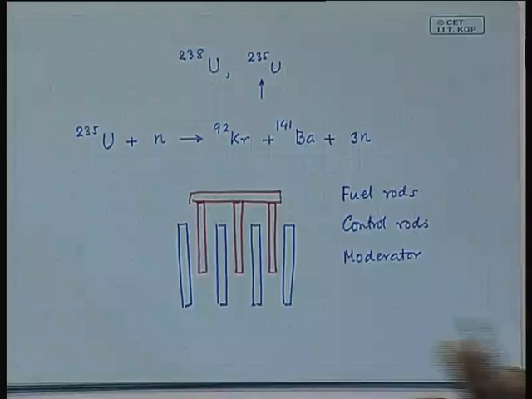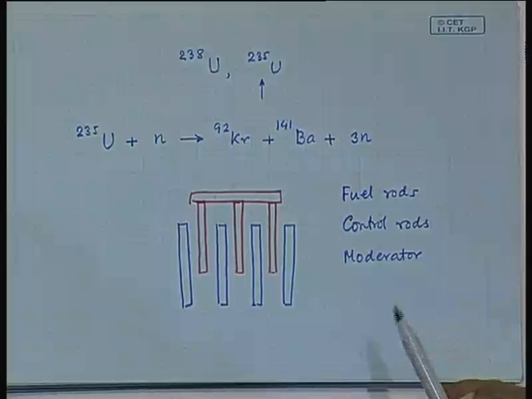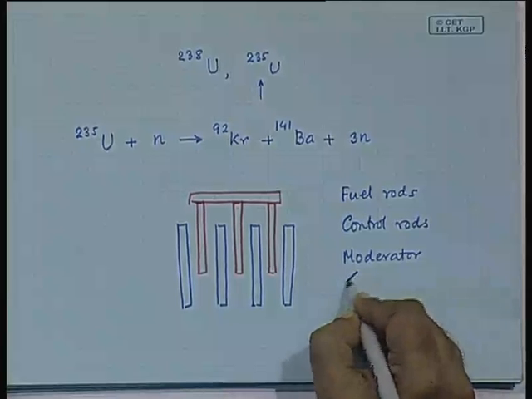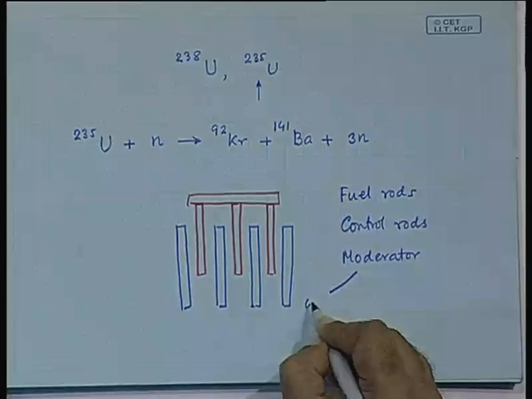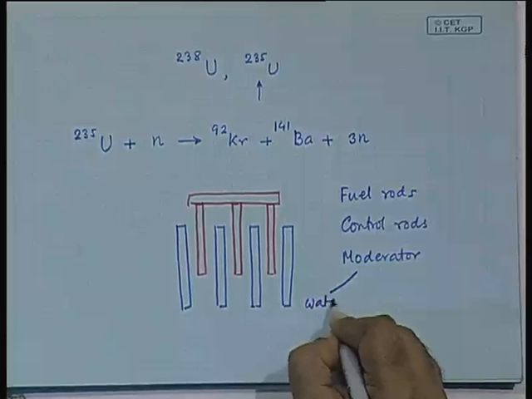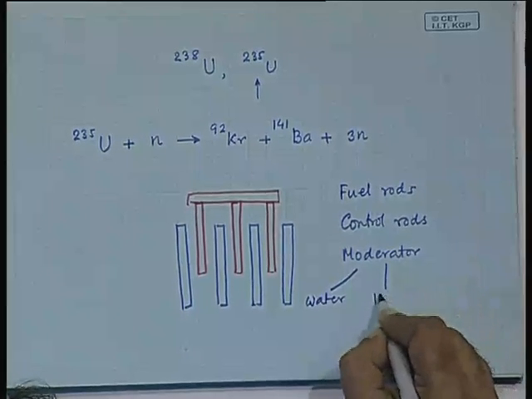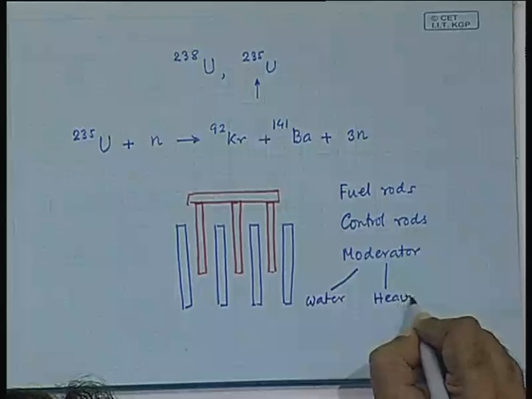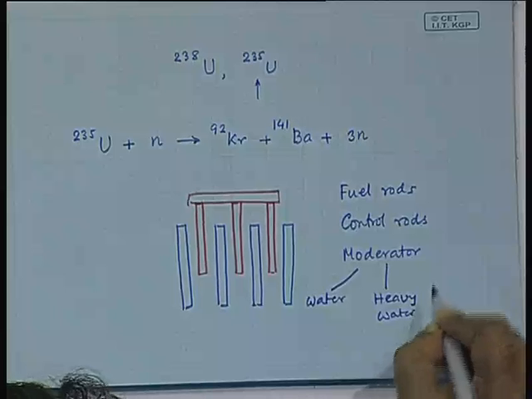What can be the moderators? Normal water is a moderator. Heavy water is a better moderator. Graphite is another possible moderator. So, you can have various things as moderator: water, heavy water, which is D2O, deuterium oxide, and graphite.